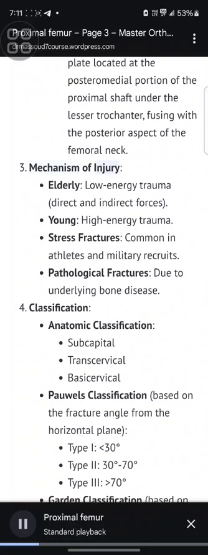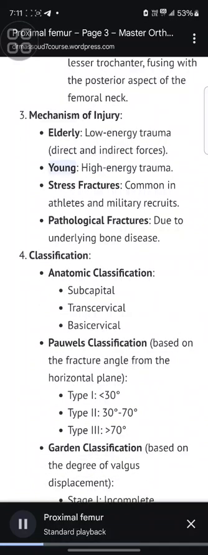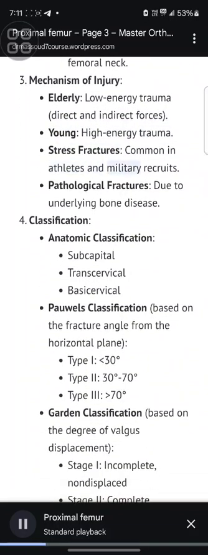3. Mechanism of injury. Elderly. Low-energy trauma, direct and indirect forces. Young. High-energy trauma. Stress fractures, common in athletes and military recruits. Pathological fractures, due to underlying bone disease.